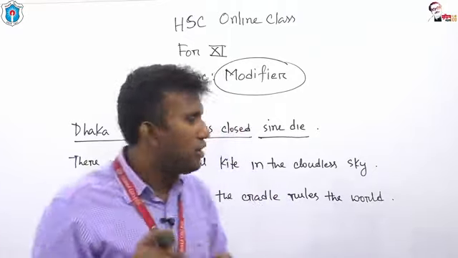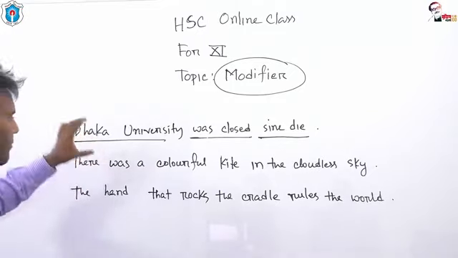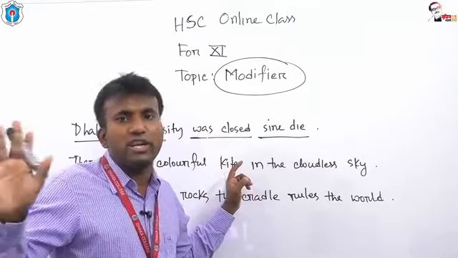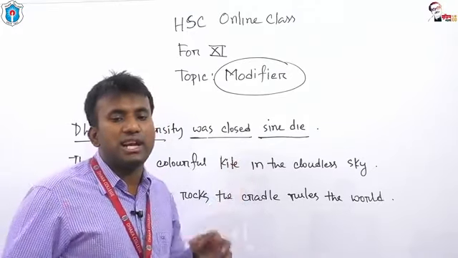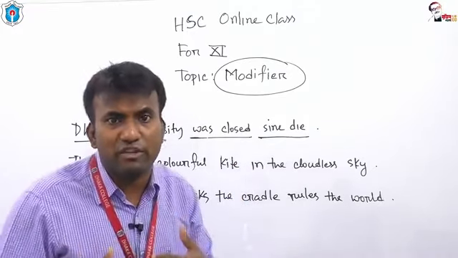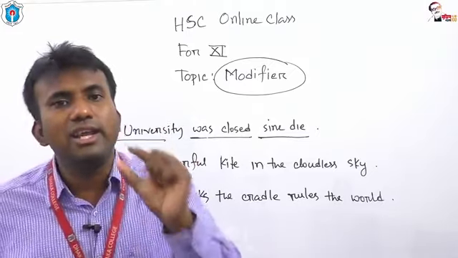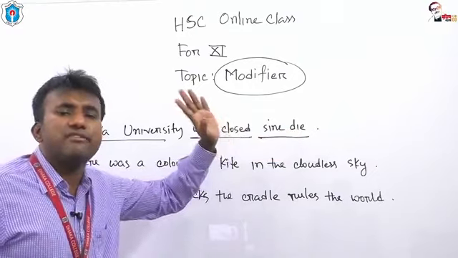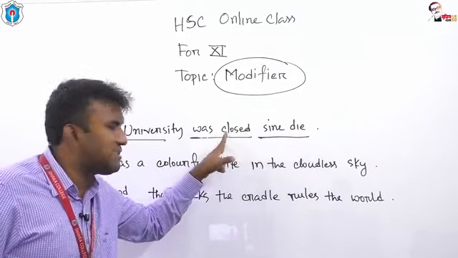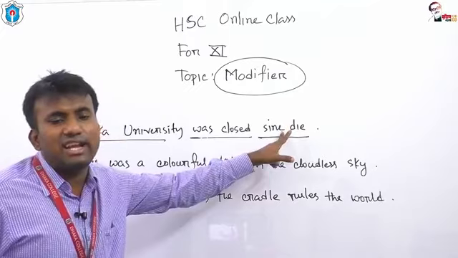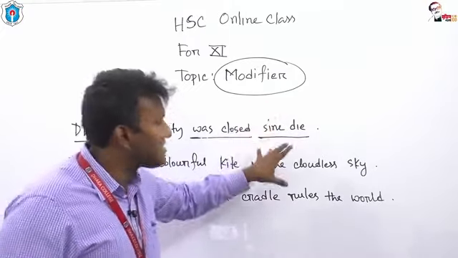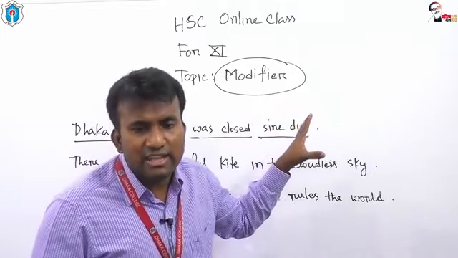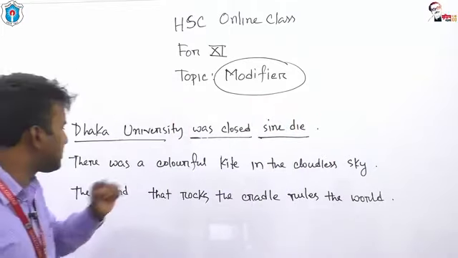Clear to you? Now look at the second sentence. There was a colorful kite. I haven't given you the definition of modifier, but I'd like to take another 5 or 6 minutes to talk about modifier. Then I will give you a clear definition of modifier. Dear students, the first one, sine die is a phrase, and this phrase modifies was closed. That's why I can say sine die is an adverbial phrase. As sine die modifies something, that's why we can call sine die a modifier.